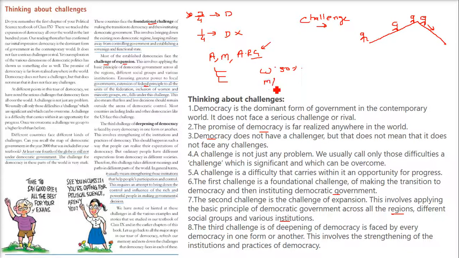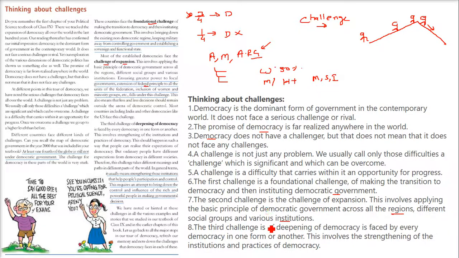Like in India, we have the Hindus as the majority community. But the Muslims, the Sikhs, the Isai, all these, Isai means Christians, these are all the minority groups. We want to expand the idea of democracy to them. So this is a challenge.